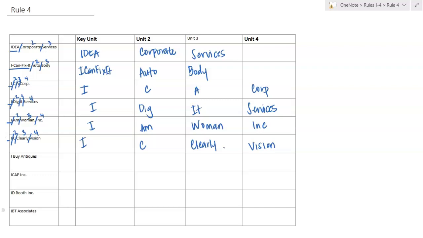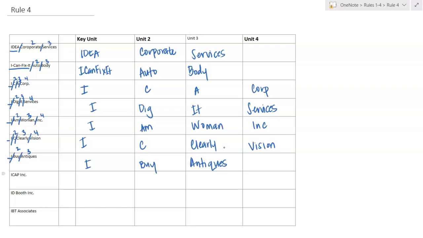Next we have I Buy Antiques. Let's separate these out. I is my key unit, Buy is unit 2, and Antiques is unit 3.